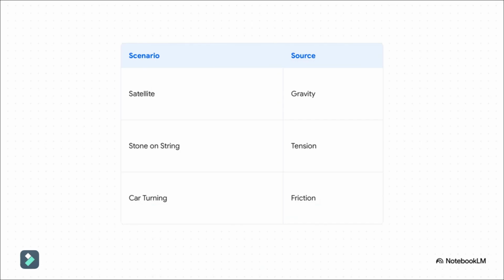If you're analyzing a satellite orbiting Earth, gravity steps up to act as the centripetal force. A stone on a string? Well, that's tension doing the job. A car turning on a flat road? That's friction. The golden rule for your free body diagrams is just this: always resolve your existing forces toward the center of the circle. That net center-seeking force? That is your mv squared over r.